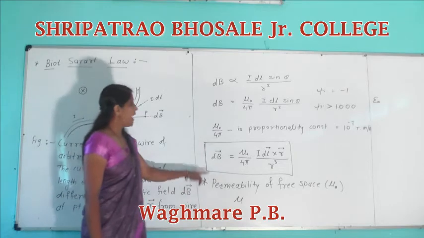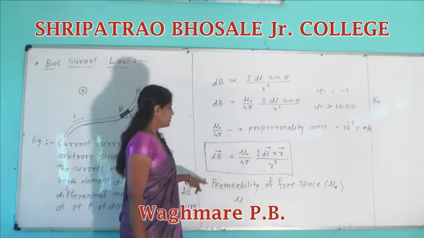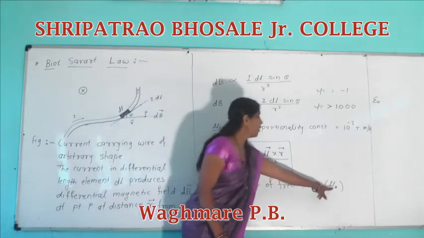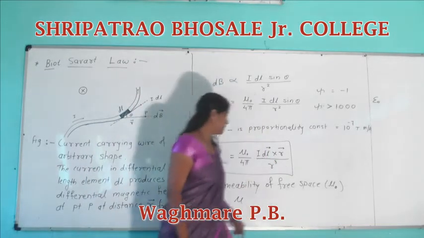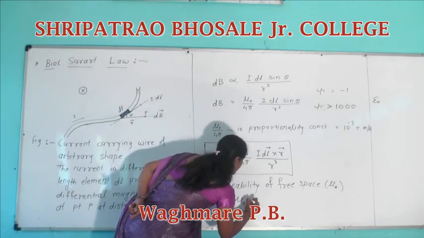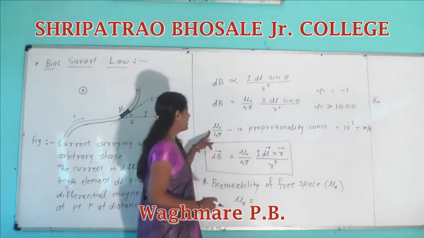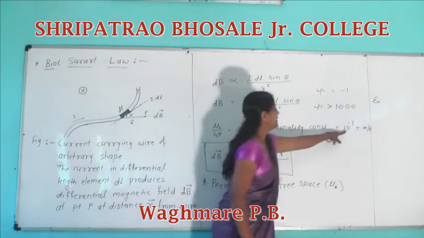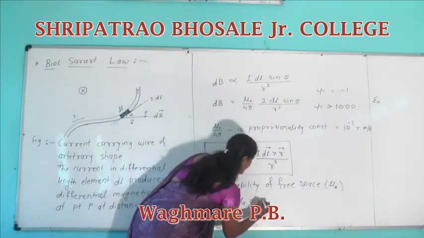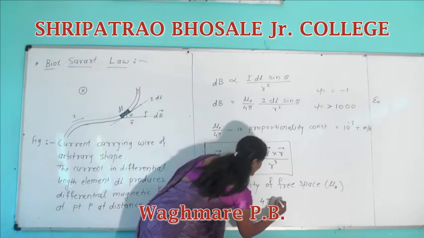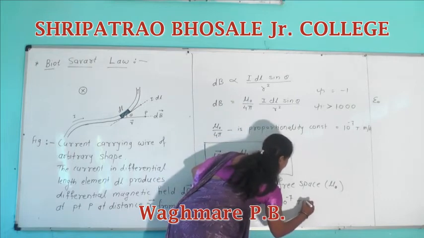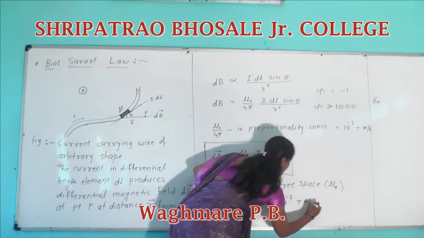And this is the value of the permeability of free space. Mu naught is the permeability of free space, and mu naught upon 4 pi is equal to 10 raised to -7. Therefore, mu naught will be equal to 4 pi into 10 raised to -7 Tesla into meter per ampere.